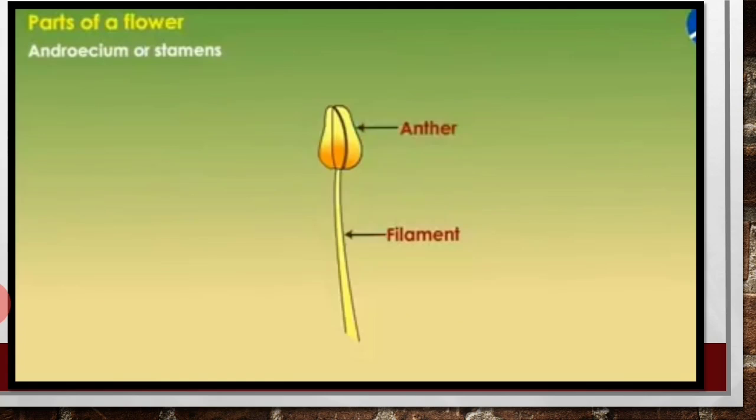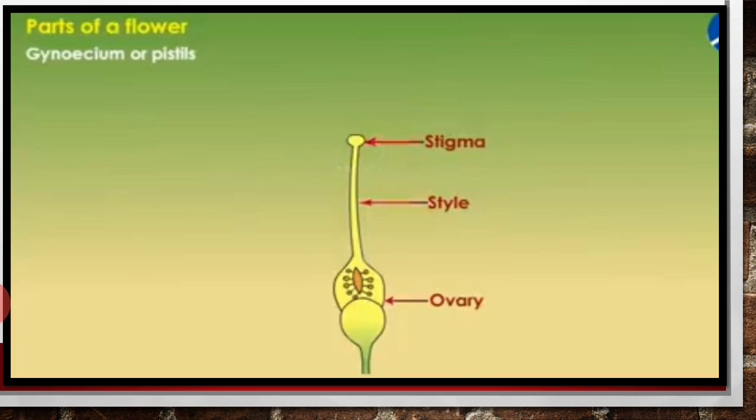The stamen has two parts. The upper part, which is like a bud, is known as the anther, and the tube-like structure is known as the filament of the stamen. Next, we are going to study the innermost part of the flower, where the reproduction of the flower takes place.